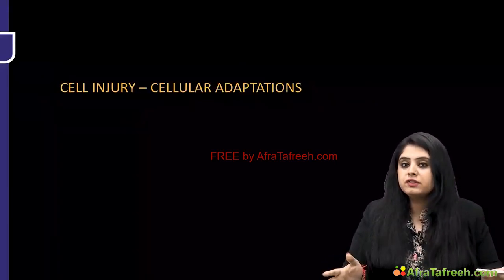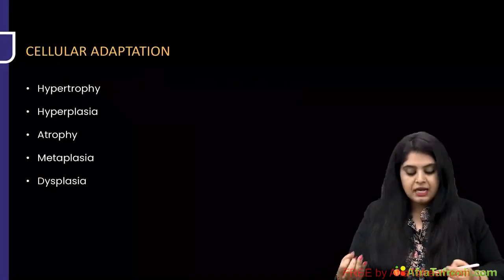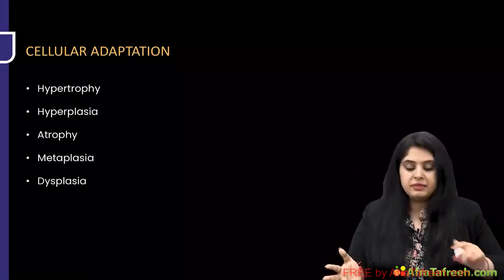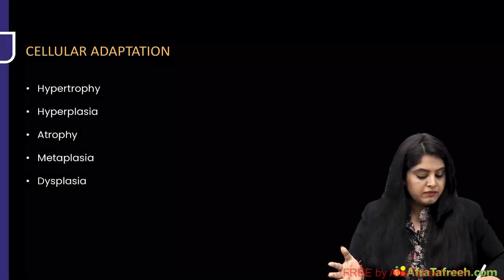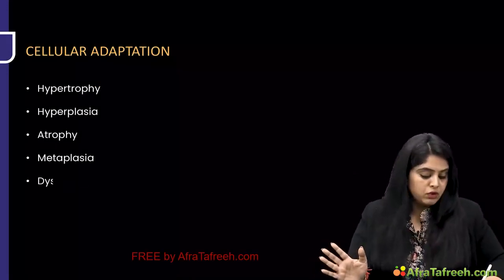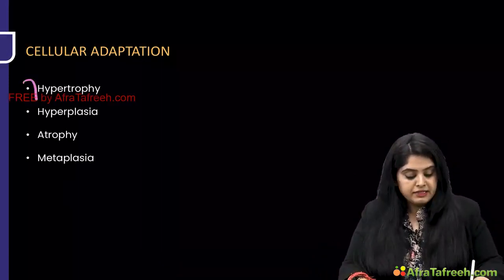So what do you need to know about the cellular adaptations? You have basic adaptations: hypertrophy, hyperplasia, atrophy, metaplasia, dysplasia. For the time being, in this chapter, we will only revise these 4. Dysplasia will come in the cancer chapter, so for now I will not go into dysplasia, okay? So let's begin. First, I'll take these 2 into account.